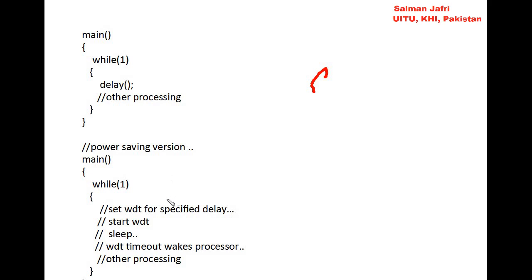So one of the methods can be that we come over here and execute the super loop. Now we set the watchdog timer for the specified delay. For example, if we want to delay for 100 milliseconds, we set the watchdog timer to time out after 100 milliseconds. So we start the watchdog timer, then we go to sleep. When we go to sleep, we are saving power because all the circuits are powered off by this particular sleep instruction. Even the main clock of the processor is stopped.